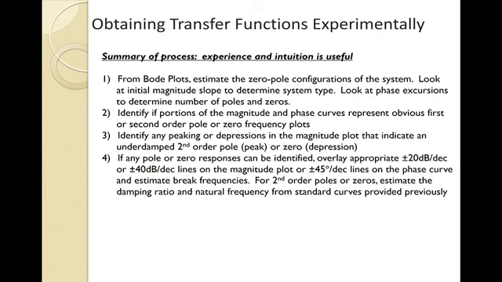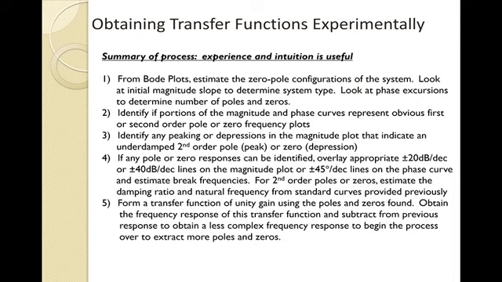And then for second order poles or zeros, we're going to try to estimate the damping ratio and natural frequency from those standard curves that we've previously provided. And again, those are some of the second order Bode plot curves with the corrections added, where notice those contours were there as a function of damping ratio. Remember, smaller damping ratios had more of a sharp curve transition, especially in the phase response.